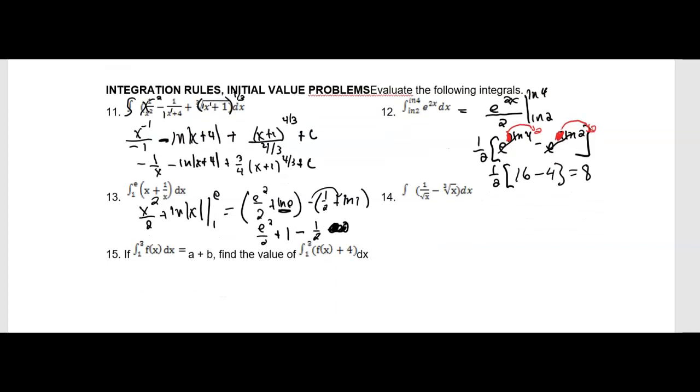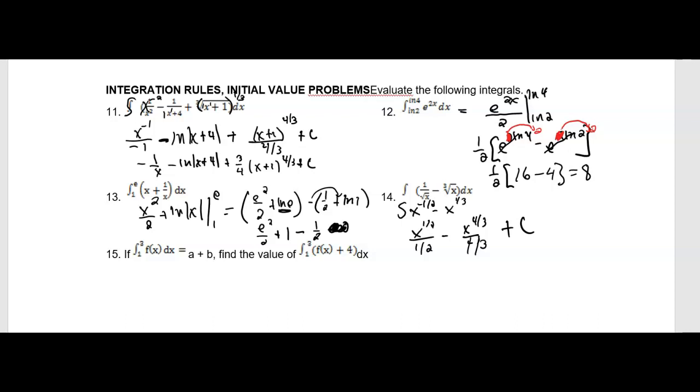Okay, 14. I'd recommend rewriting this real quick when we have those negative powers and the fractional powers, and then do your power rule. It's easier. That way it's just too easy to mess up if we don't. So you add 1, divide by the new power. Same here, add 1 to that power, divide by the new power. And then don't forget your plus c, since it's now an indefinite integral again.